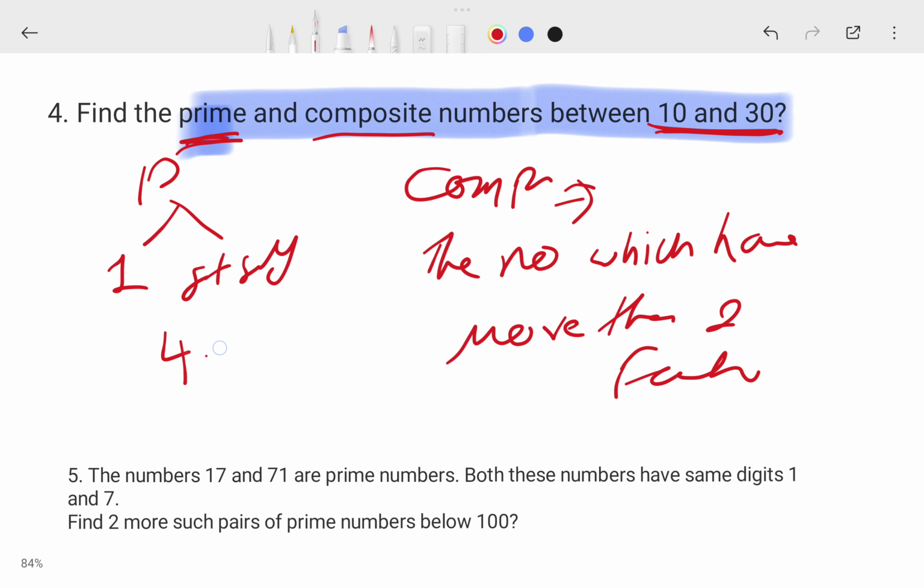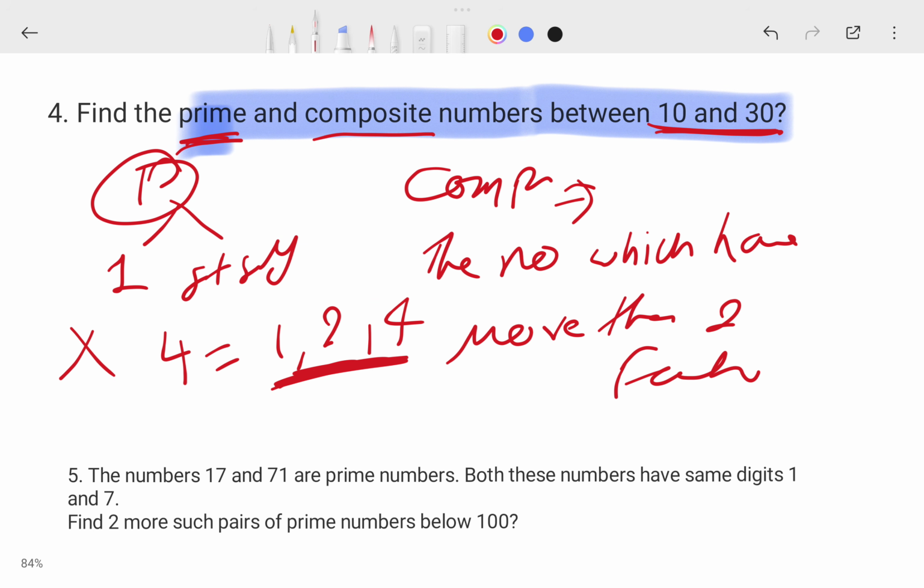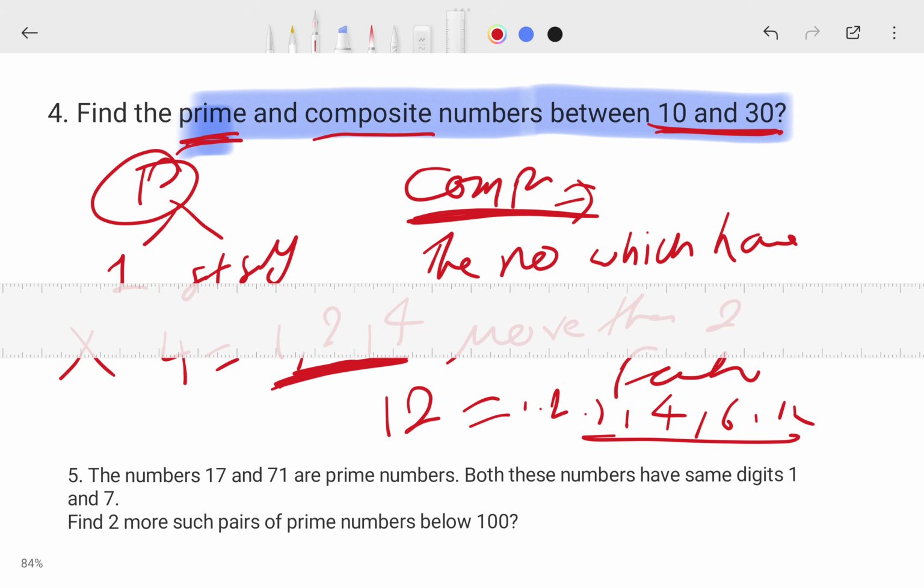Like 4 is not a prime number. Why? Because it has 1, 2, and 4. It does not have 2 factors, it has 3 factors. So if it has more than 2 factors, then it is a composite number. Like 12 is a composite number because it has more than 2 factors: 1, 2, 3, 4, 6, and 12. Okay?